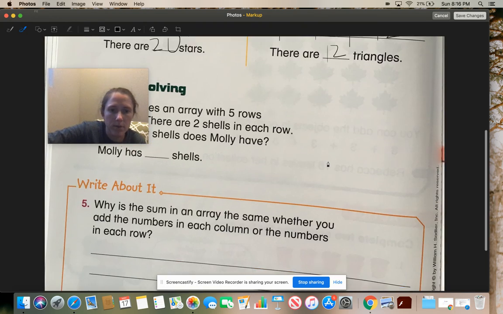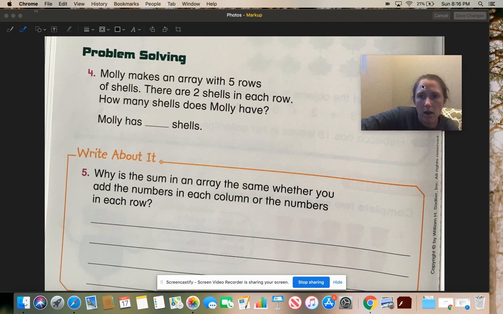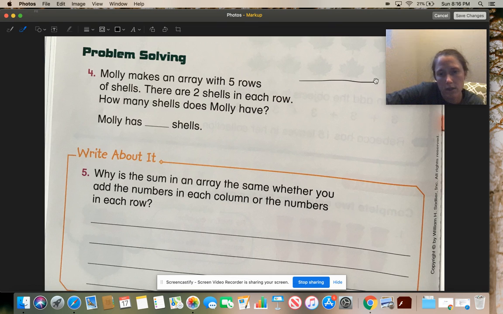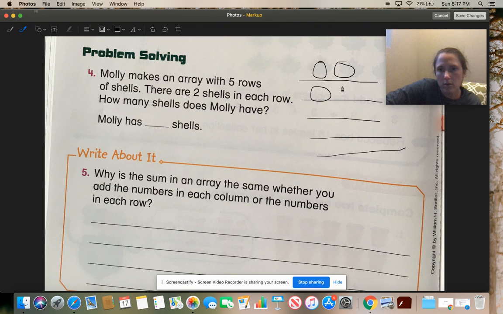Let's go on down to our problem solving. It says Molly makes an array with 5 rows of shells. There are 2 shells in each row. So there are 5 rows. Now we talked about a row goes like this. Remember, like you're sitting in a row at school, but in each row there are 2 shells. So there's 2 shells in that row, but we need 5 rows. So 1, 2, 3, 4, 5. So we need 2 shells in each row. You should be drawing this on your own paper so that you understand it more.